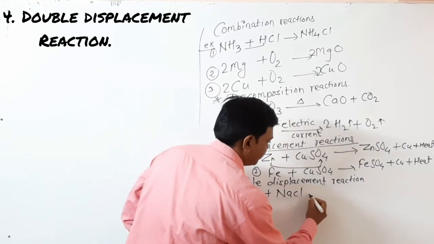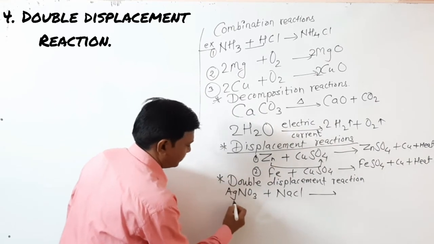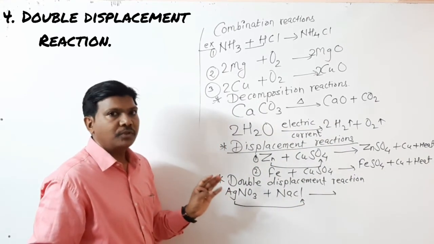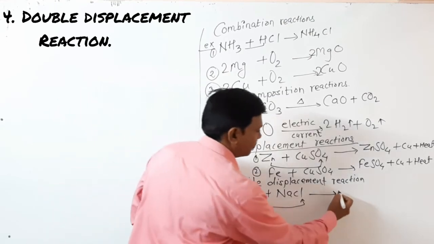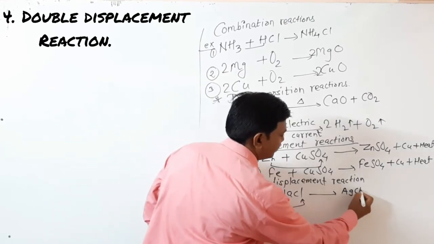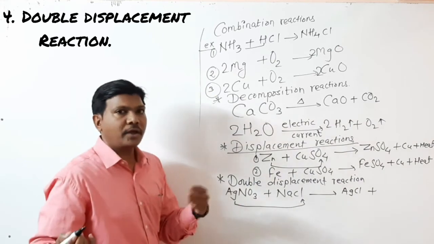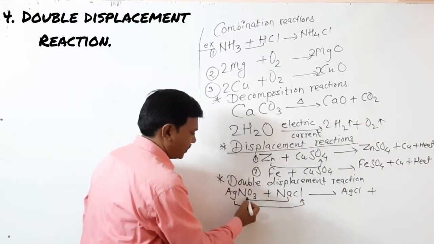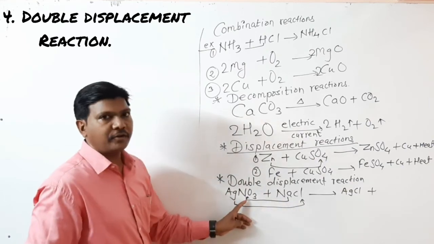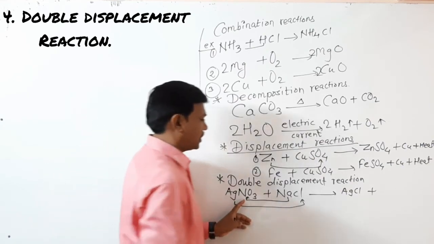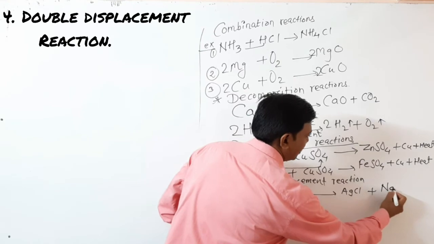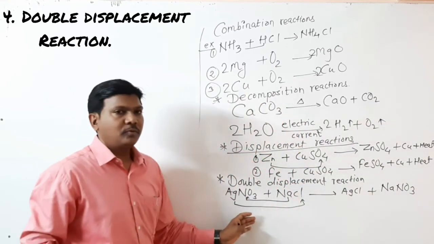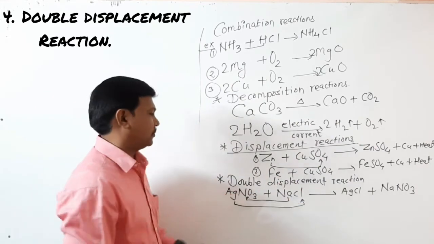So students, see the products: this silver combines with this chlorine, that time silver chloride, means AgCl, silver chloride, and this sodium combines with this nitrate group. So it is sodium nitrate, means NaNO3, sodium nitrate. Therefore, it is a double displacement.